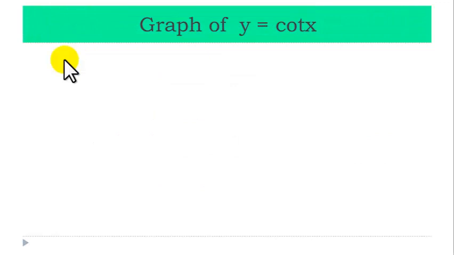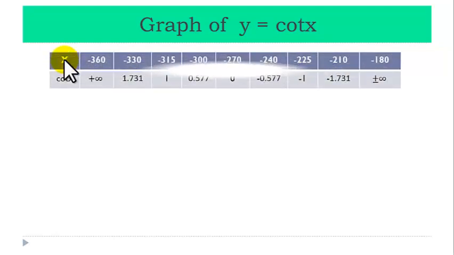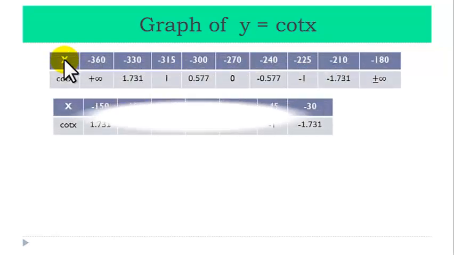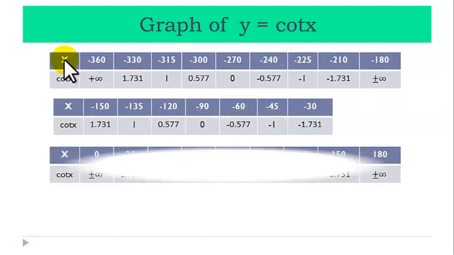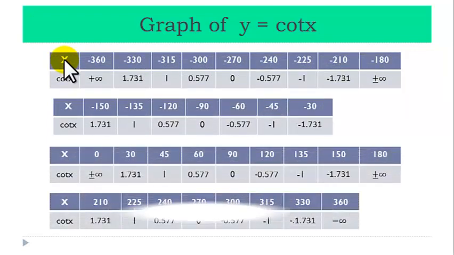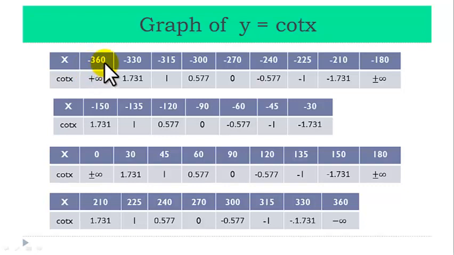So finally, we consider the graph of y equals cot x. Again, we construct a table of values for x ranging from minus 360 to plus 360. And this is the table of values. So in this table, for x equals minus 360, cot x is plus infinity.